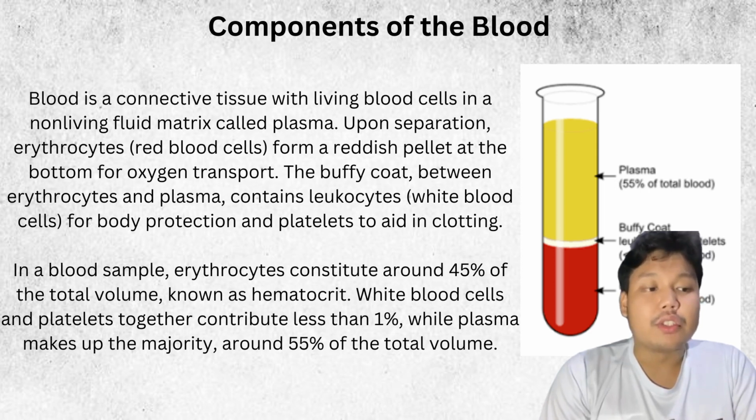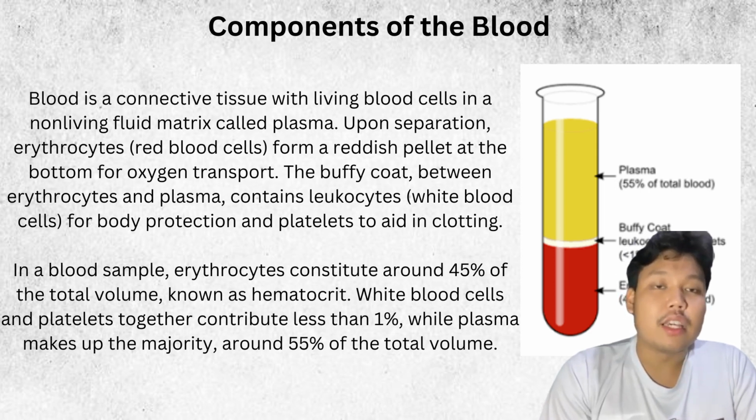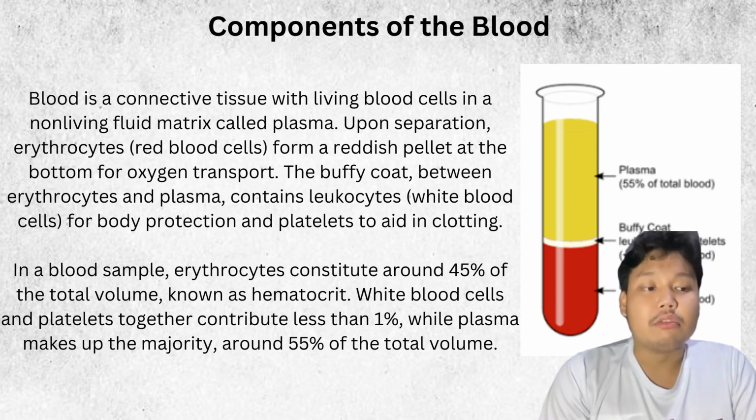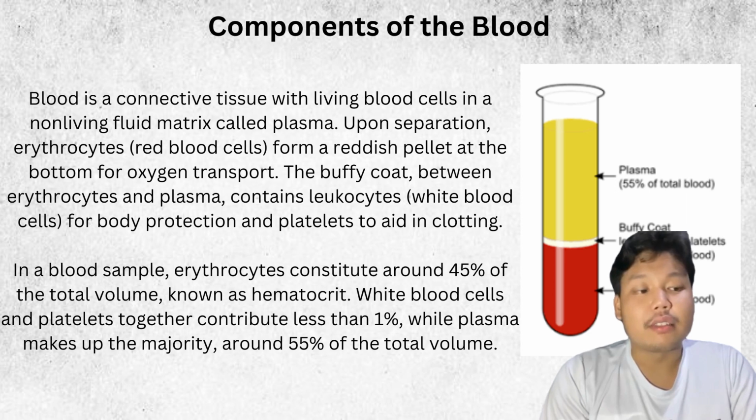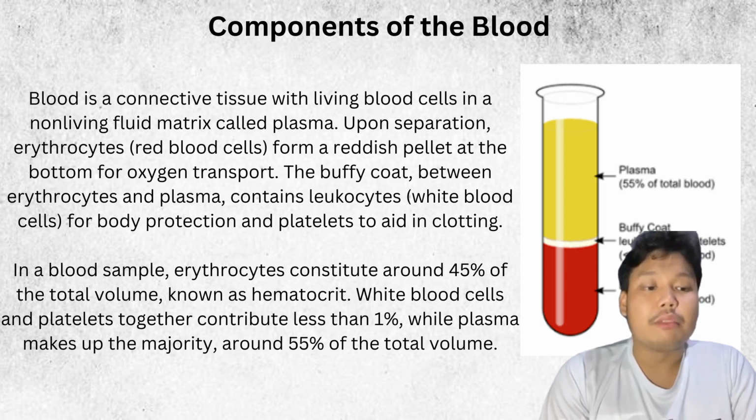Blood is a connective tissue with living blood cells in a non-living fluid matrix called plasma. So in blood, may mga living blood cells. They are called RBCs, WBCs, and platelets. In turn, there are three types of WBC: the lymphocytes, monocytes, and granulocytes. And the three main types of granulocytes are the neutrophils, eosinophils, and basophils.